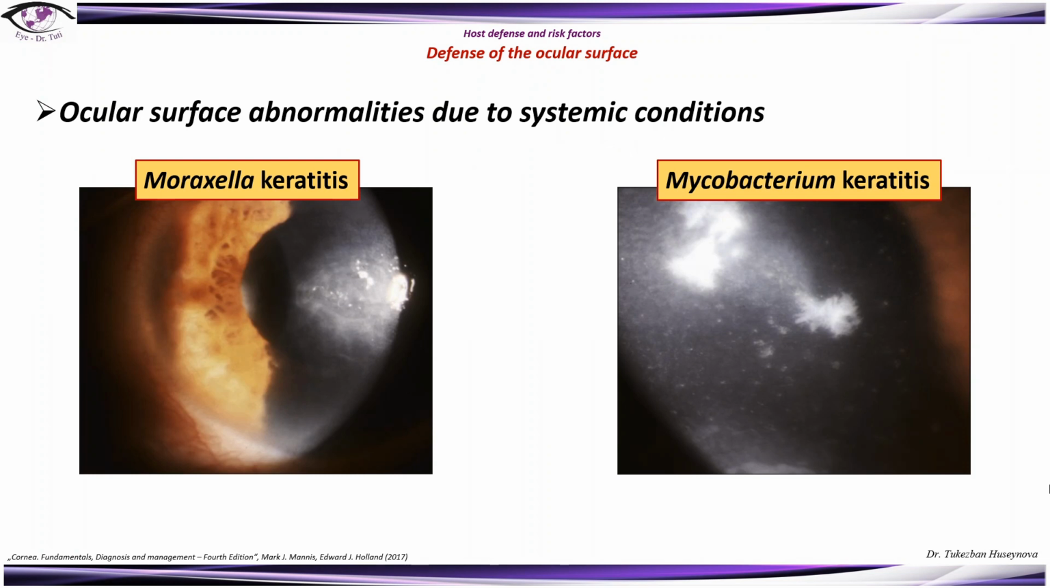Systemic conditions such as malnutrition and diabetes can also compromise the ocular surface and increase the risk of microbial keratitis, even with rare infections such as Moraxella keratitis or Mycobacterium keratitis. In a case of Moraxella keratitis, we can see a superficial corneal ulcer with moderate corneal edema and mild infiltrates, and this is a case of a diabetic patient. On this photo we can see several intralamellar infiltrates with a feathery edge, and this is a case of inflammation after LASIK surgery.